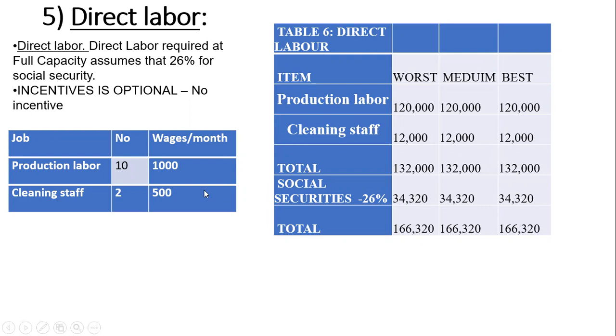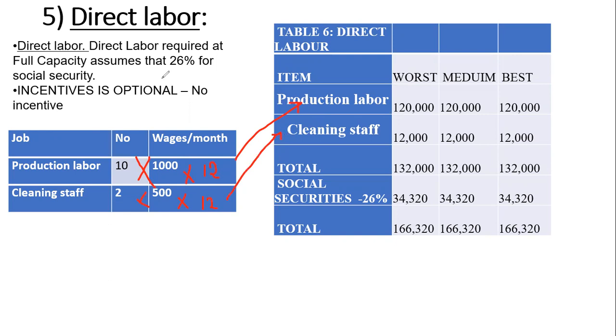So here I have only 10 workers in production and 2 cleaning, and each one will take wages of 1,000 and 500. So to find the direct labor, I'm going to do 10 times the 1,000 times the 12, then it gives the total production, which is here 120,000, and it is a constant value. The same, the 2 labor times the wages times the 12 gives me the total amount for cleaning staff, which is 12,000. So it's very easy and very simple.